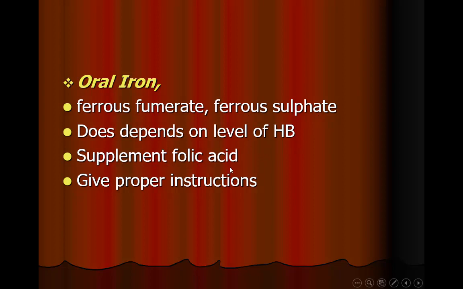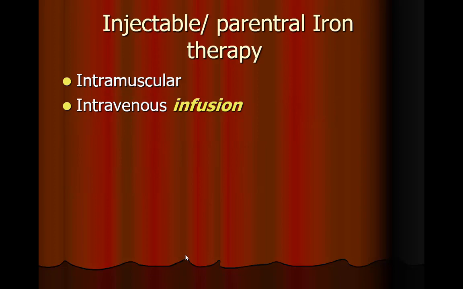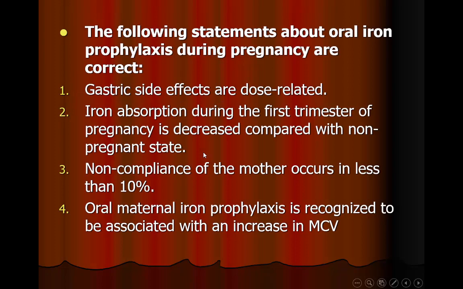Supplemental folic acid may be needed, especially in early and late pregnancy. In early pregnancy, we can give only folic acid because the demand is less. We need to give folic acid with ferrous iron as pregnancy progresses to the end, and give proper instructions, because the instructions are important in order to increase iron absorption through the GIT. Of course, for injectable we said we have 2 forms: intramuscular and intravenous infusion.